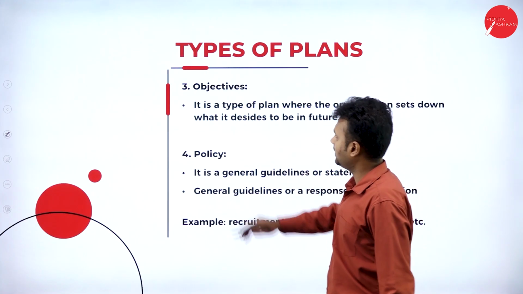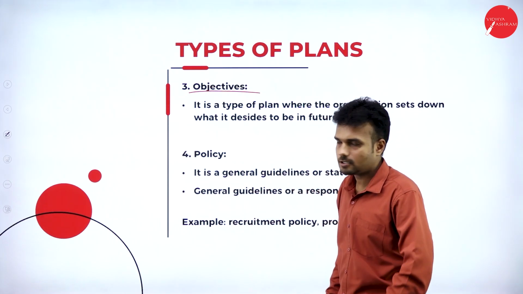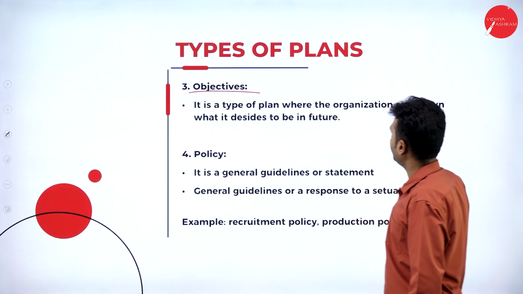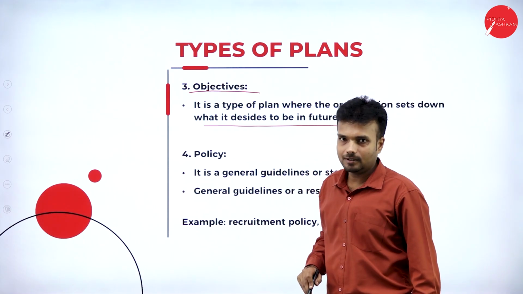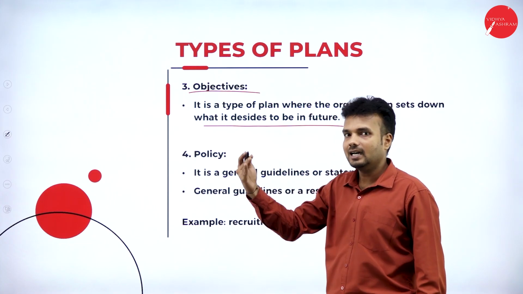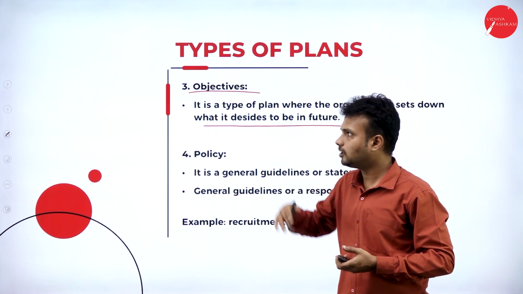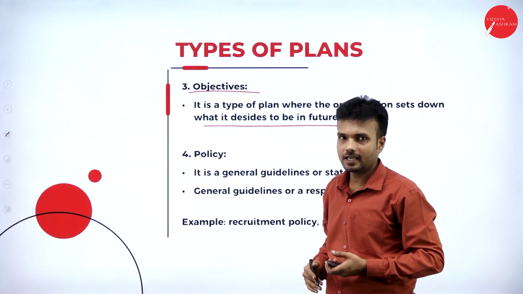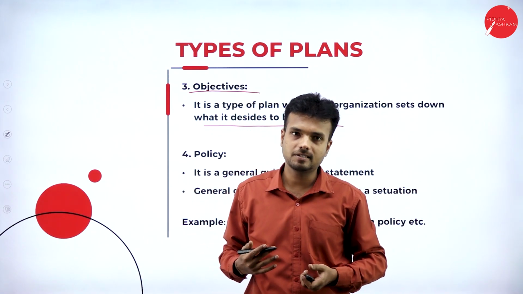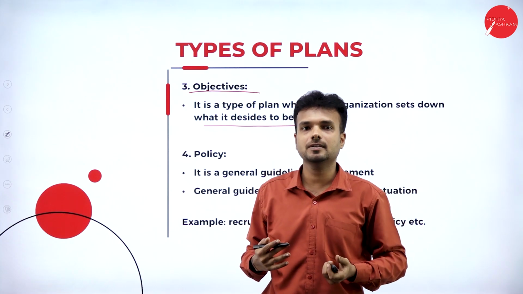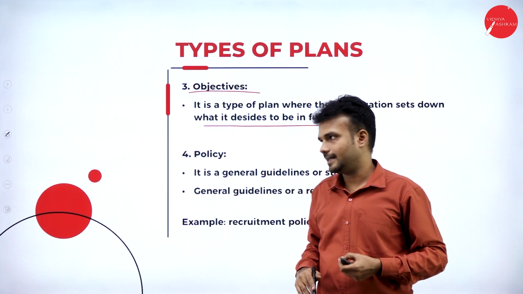The next type of plan is the objective. As I said, objectives are nothing but the goals of the organization. It is a type of plan where the organization sets down what it wants to be in the future. The goal it is going to reach in the future, that the organization sets, we call an objective. Different kinds of organizations have different objectives. For some organizations, the objective is profit motive.